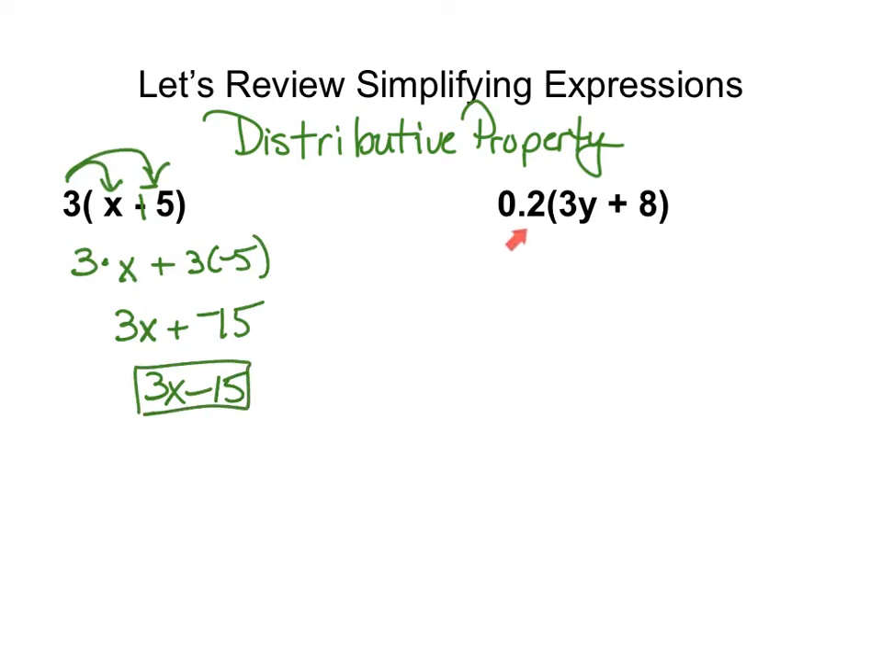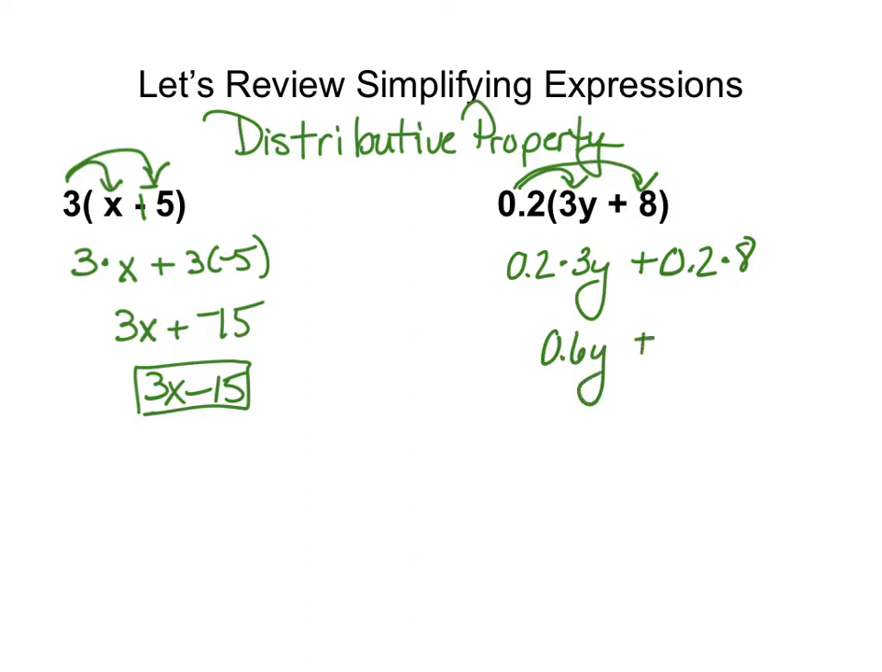I have 2/10 times the quantity of, what's in parentheses, 3y plus 8. So again, I have a number outside parentheses, which implies multiplication, and I'm going to distribute this 2/10 to the term 3y and also to the constant 8. So we're going to multiply 0.2 times 3y and 0.2 times 8. So I have 0.2 times 3y plus 0.2 times 8. And when I clean it up, I get 0.6y plus 1.6.